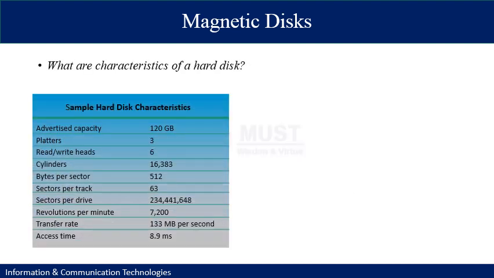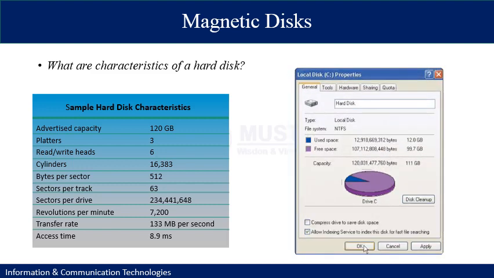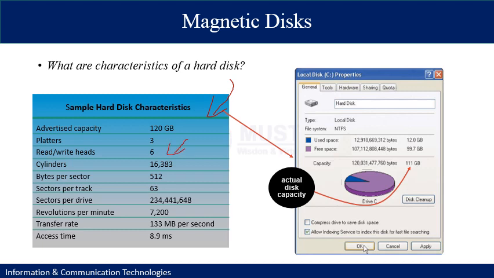So again, much like the floppy drives, hard disks usually have similar characteristics, and the size of the hard disk is calculated in a similar way to how we calculated the size of a floppy disk. So here are typical characteristics of a 120 GB hard disk. It contains three platters, which means you can write on both sides of three platters. So there will be six read and write heads.